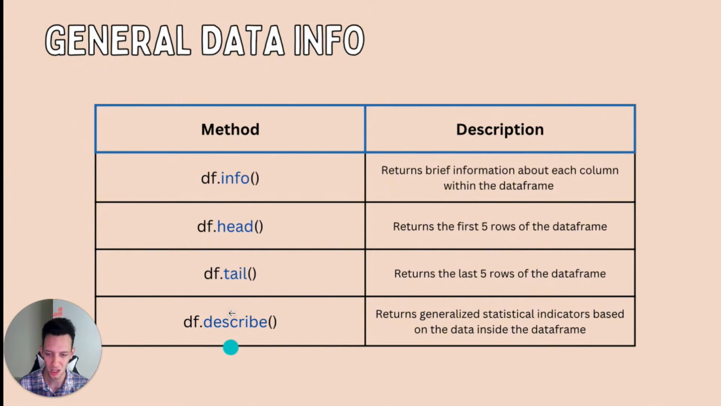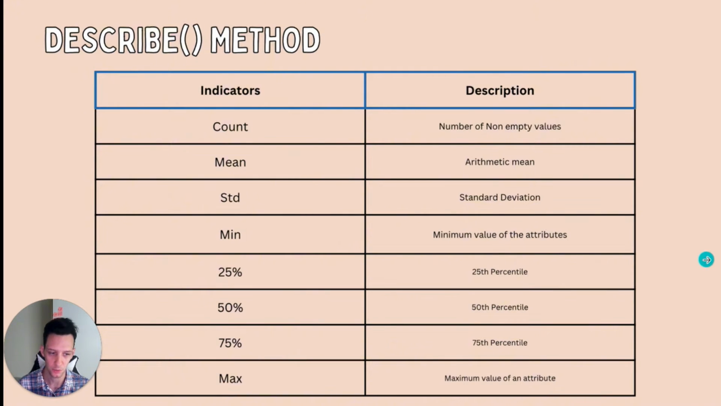So when you run describe, it's actually going to give you a whole boatload of things to look at, right? This is like when I call the describe method, I'm going to get all of this stuff here, right? Count: how many non-empty values do we have? We can get the mean, the standard deviation, the minimum of all of our data, the maximum, as well as all of the percentiles. Okay, so these are the 4 most common methods that you're going to use when you first load your data set.